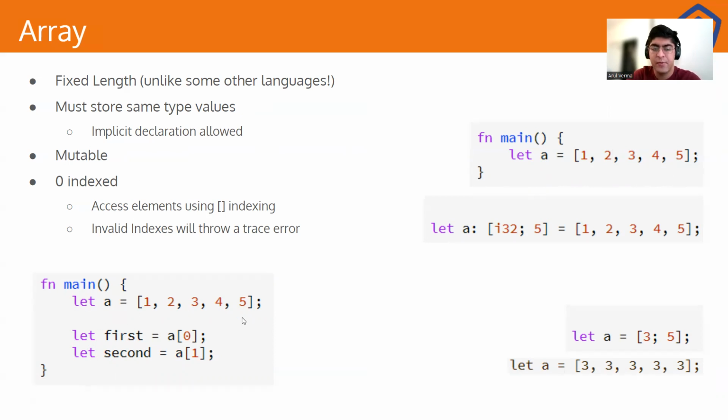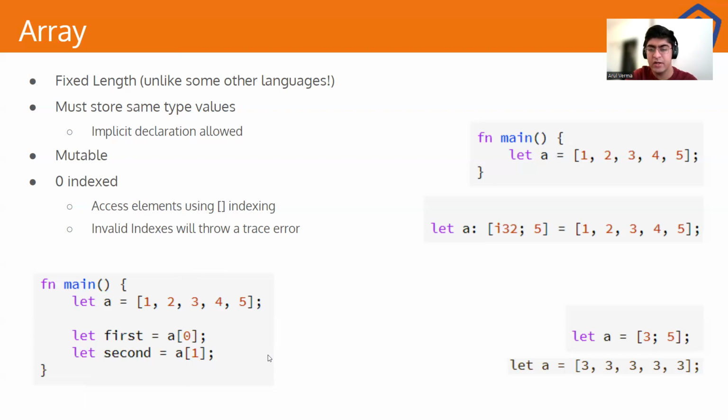And that's also acceptable. You zero index all of your arrays. You access elements using the square bracket indexing. So before with tuples, we used dot indexing. Now we use the square bracket. So we can see let first equal a[0]. This would give us 1. And let second equal a[1]. This would give us 2.